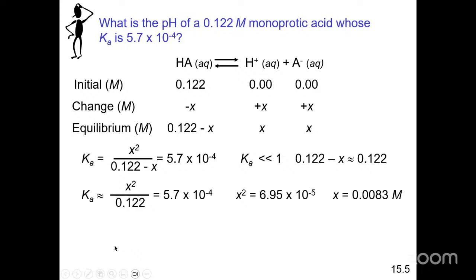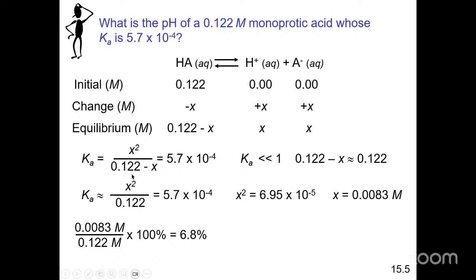Then you have to find the percent dissociation because you want to see if the approximation is valid. And what do we find here? When you divide the concentration of H plus by the initial concentration of HA, we end up with 6.8%, which means that the assumption that we made here would not be valid, right? So what that means is that we have to go back to this equation right here.